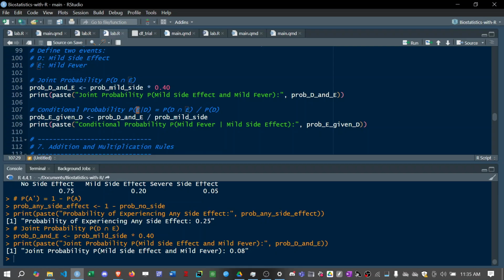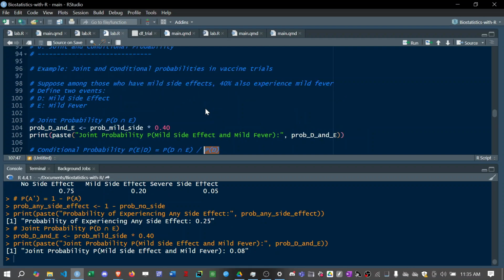The probability of experiencing mild side effects given the patient has mild fever. Then we have to find the probability of having mild side effects and mild fever. We just got that here, which is 0.08. So this is it. Then we now find this particular marginal probability of having mild side effects.